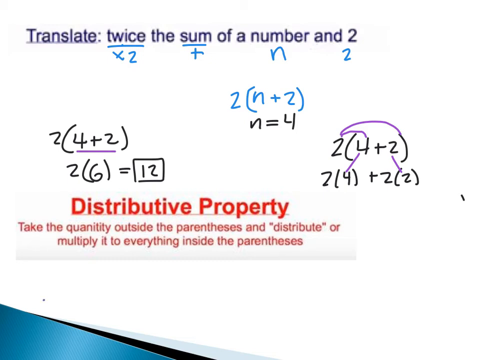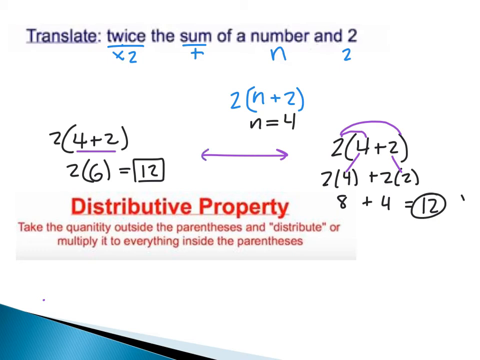Let's see what we get. Order of operations says I'm going to do multiplication first, so 2 times 4 is going to be 8. And then add to that, 2 times 2 is 4. What's 8 plus 4? 12. So what do you notice from here to here? That they're the same thing. But why is this important to point out?